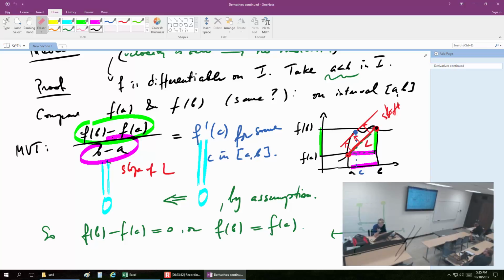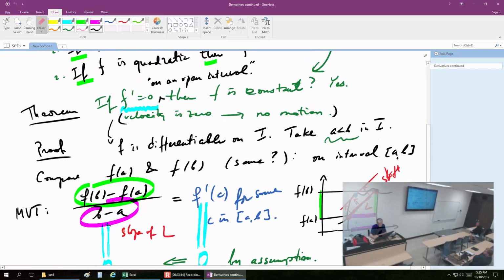So the conclusion, as you can see, is not only expected, it's natural and predictable and very easy to remember. If velocity is 0, then you are standing still.